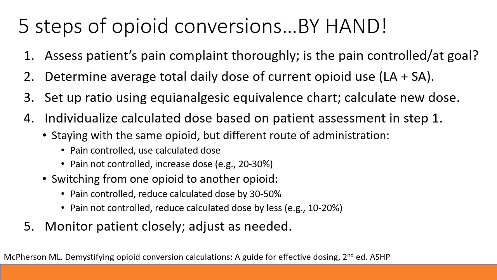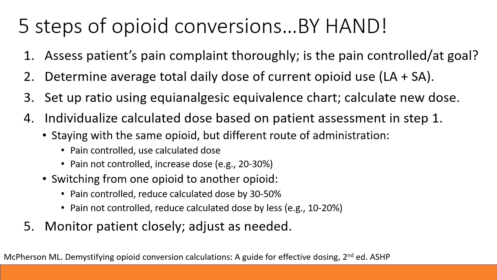Then this is the step where you get the big bucks. This is where all your training comes into play. You want to individualize that calculated dose based on the patient assessment data you collected in step number one. So if you're staying with the same opioid, but going to a different route of administration, say you're going from oral morphine to parenteral morphine or from parenteral to oral, if the pain is controlled, you just go with the dose you calculate because the only thing you have to worry about there is bioavailability.